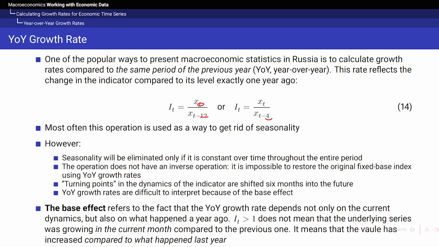The base effect actually means that when year-over-year growth is greater than 1 or 100%, it doesn't actually mean that the variable is currently growing. It merely means that its value increased compared to what was happening a year ago, and a whole lot of things could have happened 1 year ago.